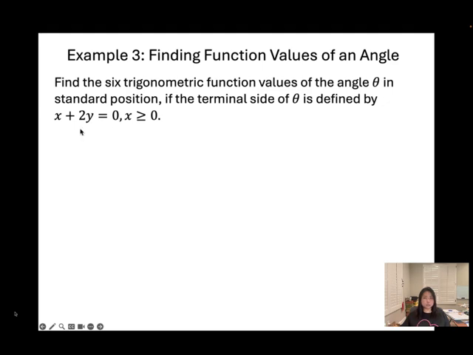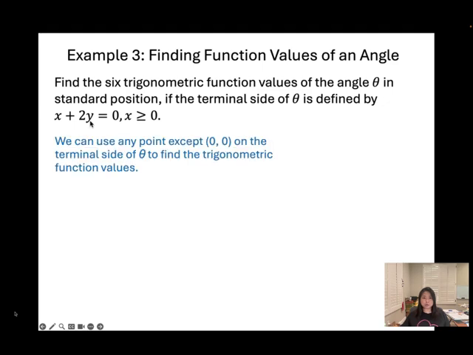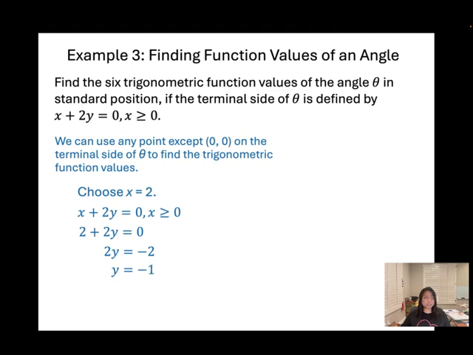Okay, so what we're going to do, we could plug in any x here to find out what is the y, except the 0, 0. You never plug in x equal to 0 in this equation. And you could pick any value. I'm going to put x equal to 2. Then I'm going to plug into this equation, find out what is your y. You subtract 2 from both sides, divide by 2 on both sides. You're going to get y equal to -1. So you do have a coordinate, x equal to 2, y equal to -1.